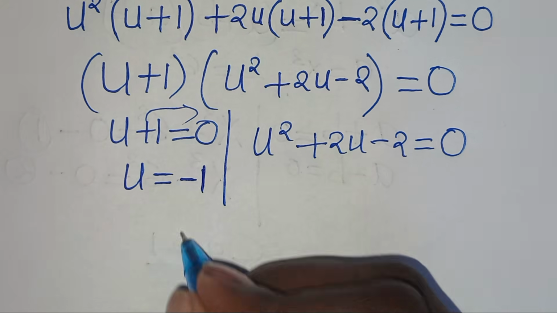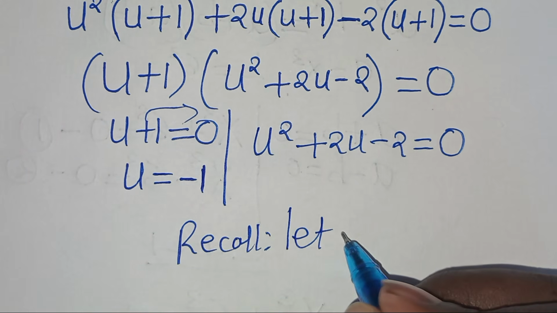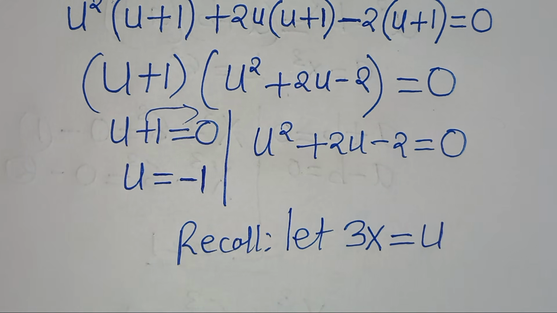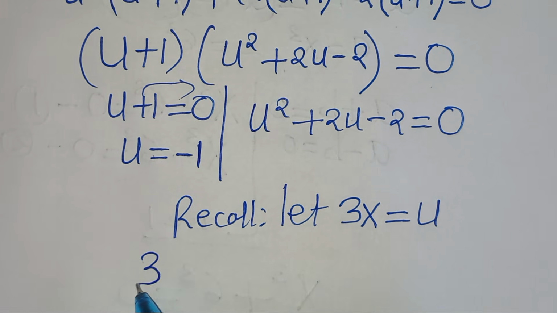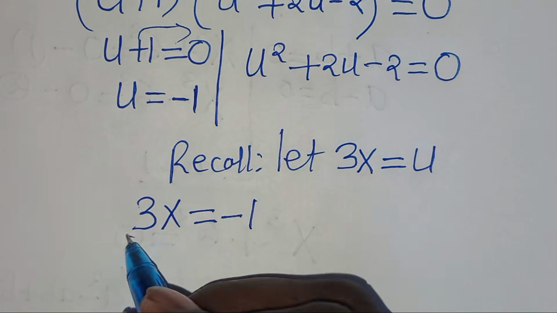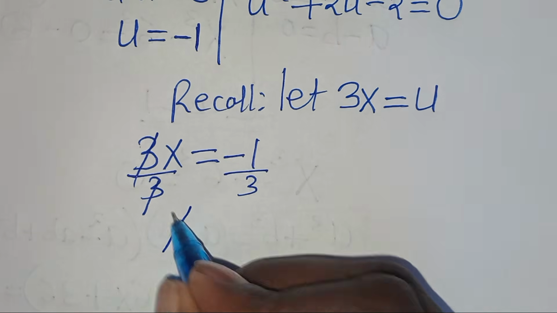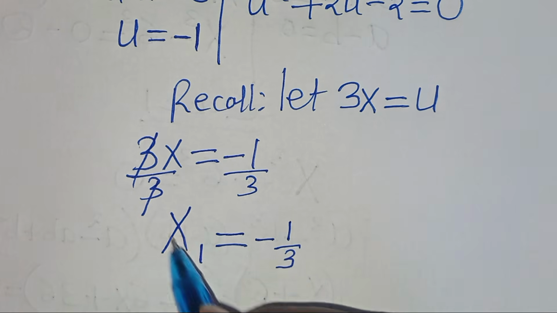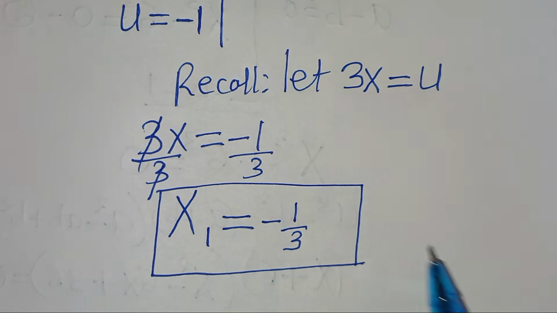Now, if you recall, we let 3x be equal to u. So we can substitute where we have u here. So we have 3x equal to negative 1. So we divide both sides by 3. And this means that we have the first value of x, which is x1, is equal to negative a third. So this is the first value of x. Now let's proceed to solve for the other values of x.